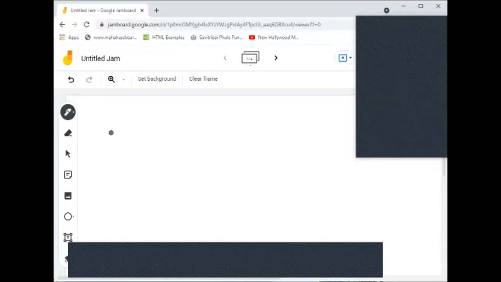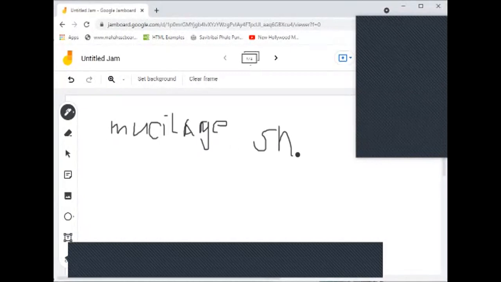Mucilage sheath. Correct spelling: M U C I L A G E. Mucilage, what we can call mucilage sheath, S H E A T H. There is a mucilage sheath. Sheath means what? Covering. Okay.